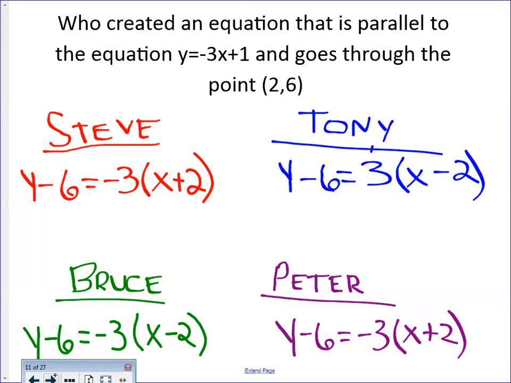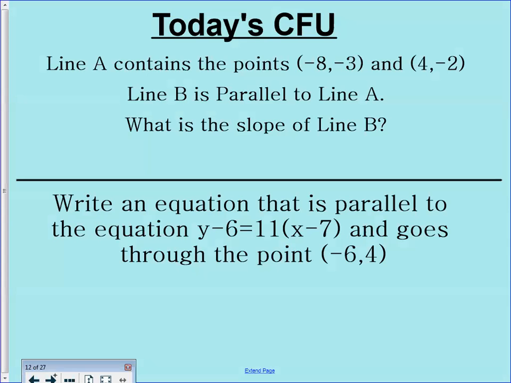Okay? All right, guys, that's it for today. Go ahead and go work on today's check for understanding. You got 2 questions. Question 1 is saying line A contains 2 points. Line B is parallel to line A. What is the slope of line B?